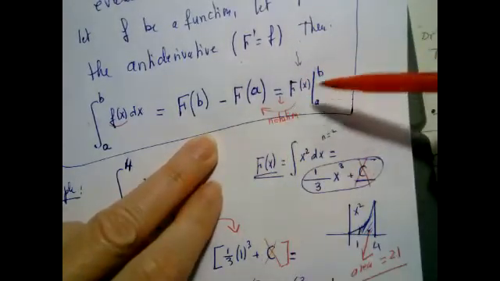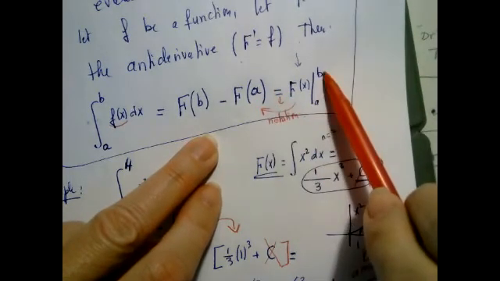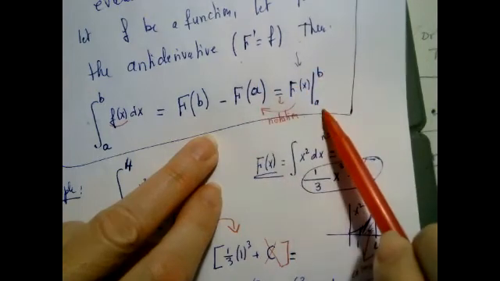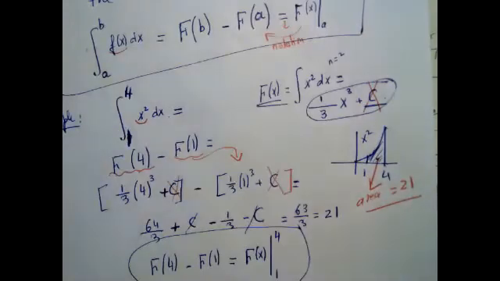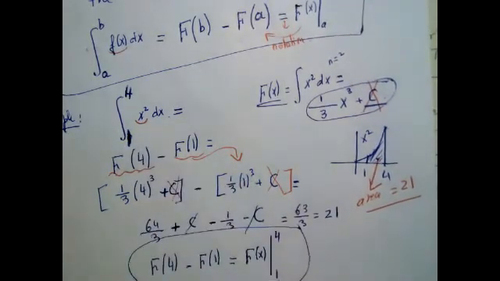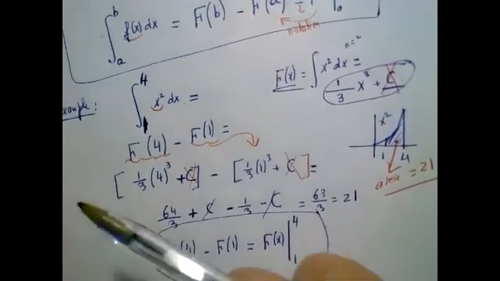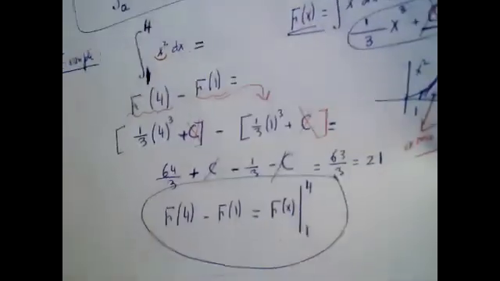So when you see the notation f of x from A to B, what's meant by that is f at B, the upper limit, minus f at the lower. Okay. Now I'm going to take the same problem again, and I'm going to do it using the notation. That's to streamline this problem a little bit, to make it easier. That's the way you guys will do it.